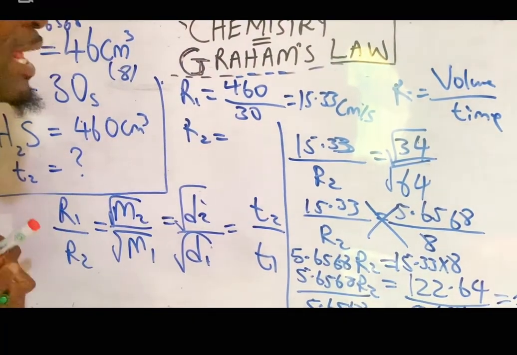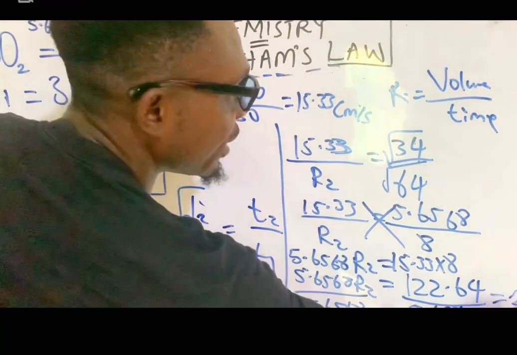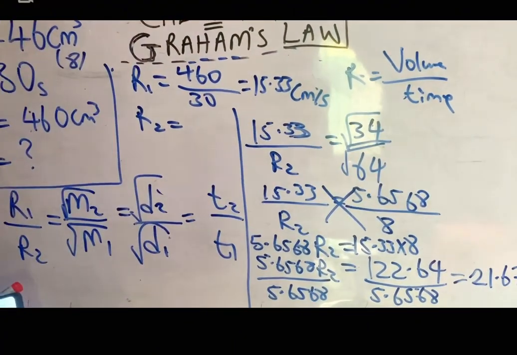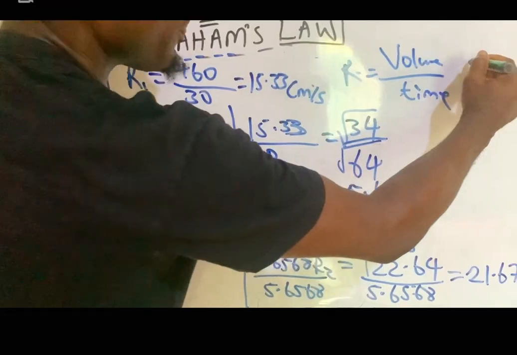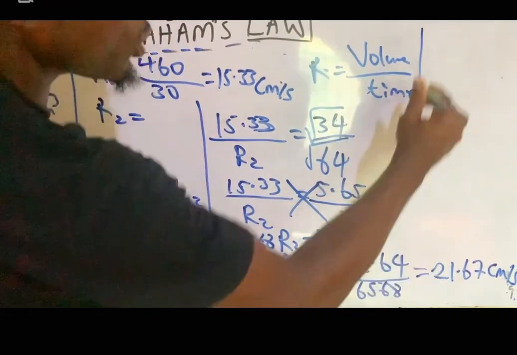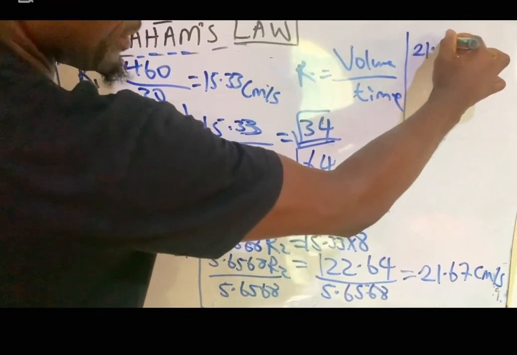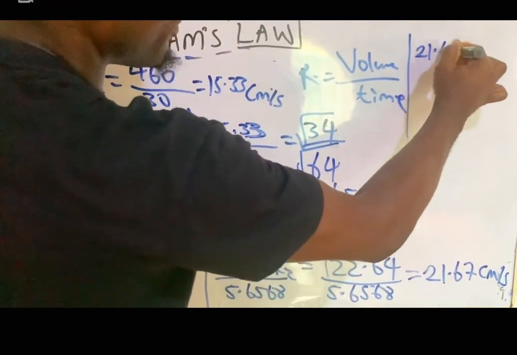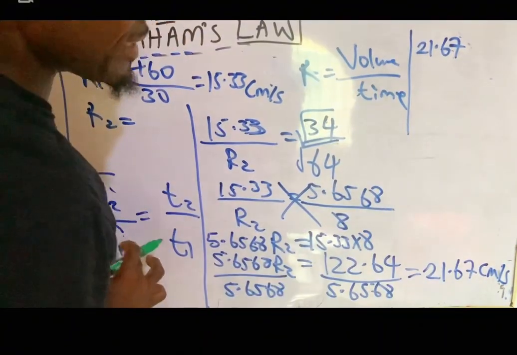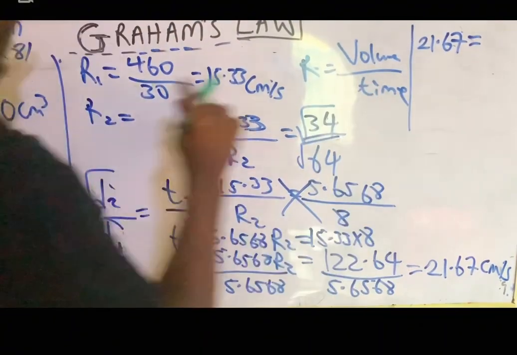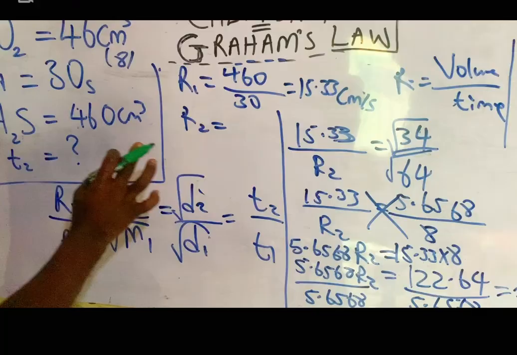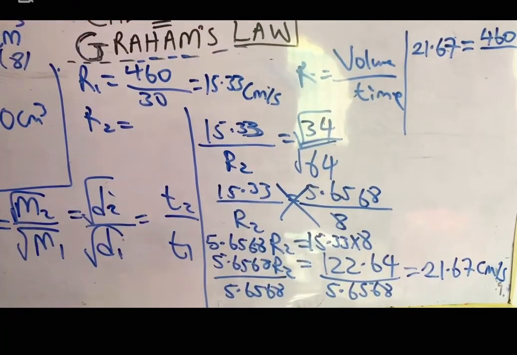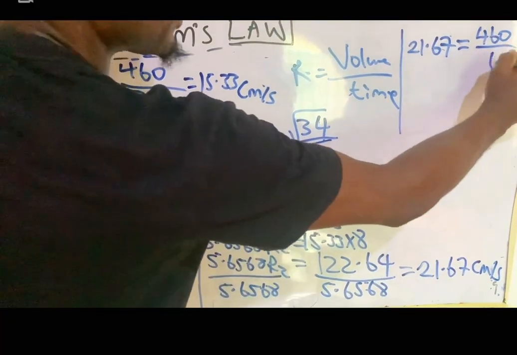So now we already have our rate, which is this, and the volume is given as 460. We are going to cross multiply to get our time. So in this case, my rate is equal to 21.67, sorry, beg your pardon. 21.67 is equal to the volume. The volume is given as 460, 460 all over the time. That is what we are looking for, time 2.